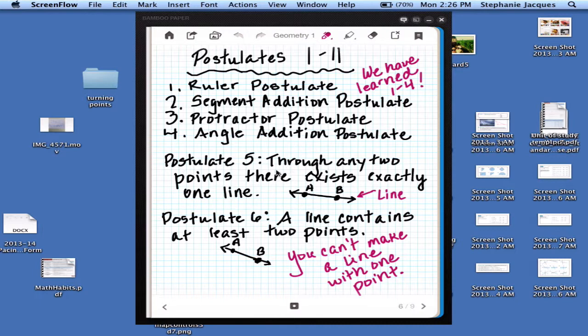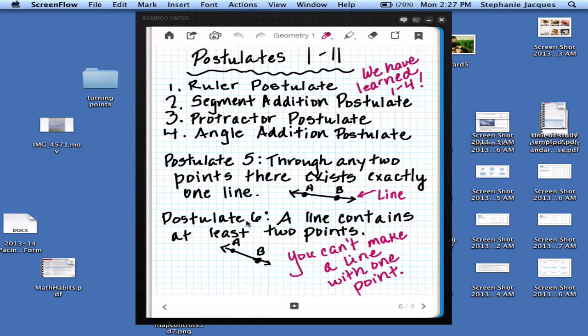Through any 2 points there exists exactly one line. Well, that makes sense. If you have 2 points and you put a line through them, you can't put another line through them again because it would be the same line. Sure, you could put a line going through B, but it's not going through both points. So for any 2 points, you only have one line. That's the first, number 5 postulate.